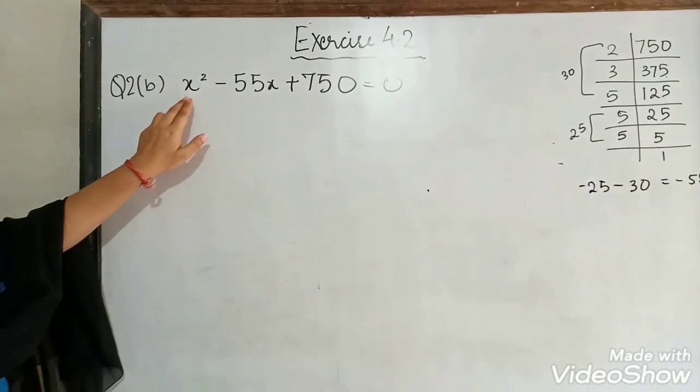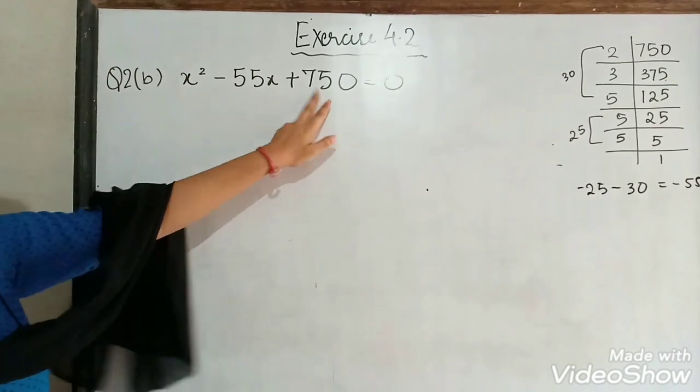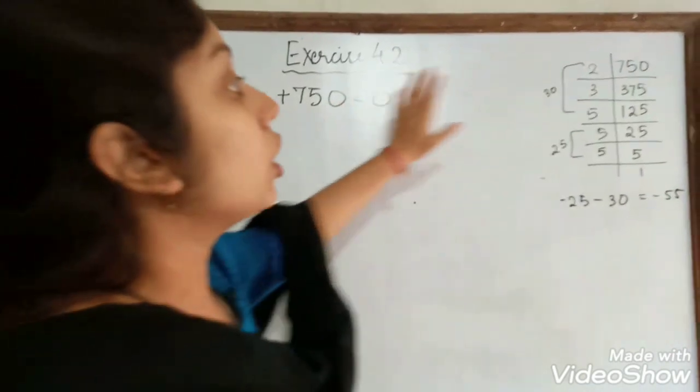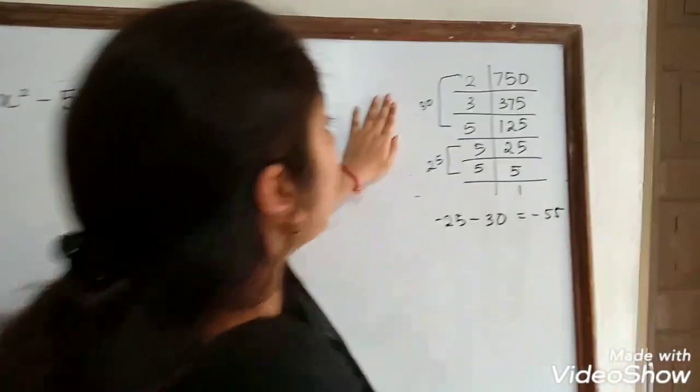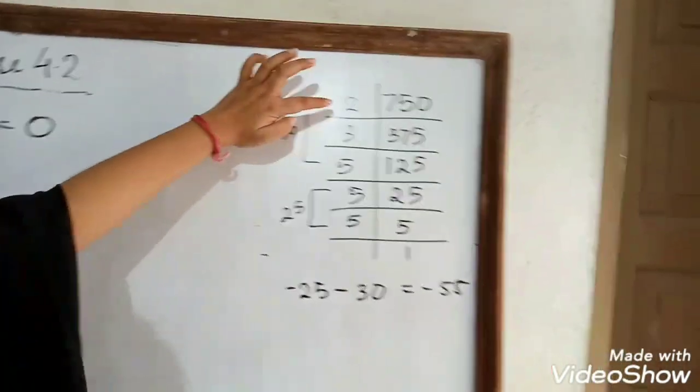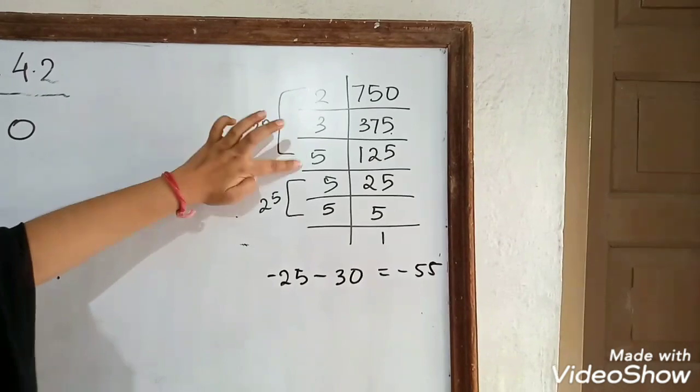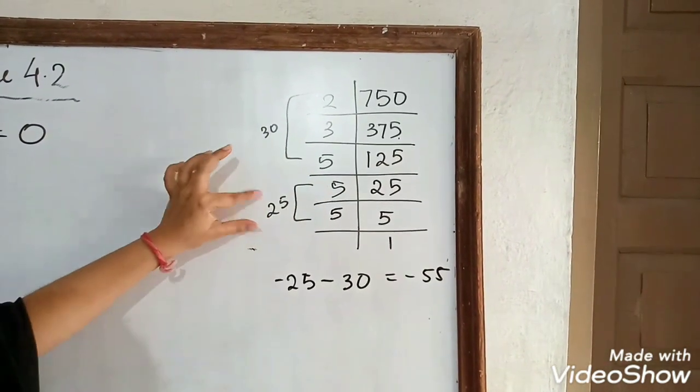Now over here our coefficient of x square is 1. So 1 into 750 will give you how much? 750. So here is the LCM of 750. I have taken the 3 numbers over here. 2 multiplied by 3 is 6. 6 5s is 30 and 5 5s is 25.